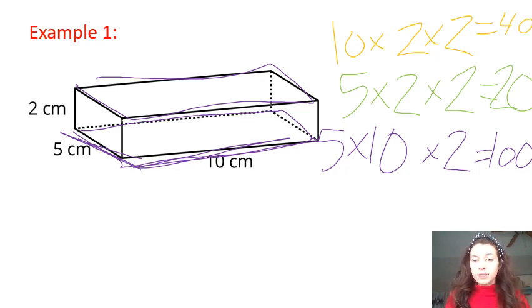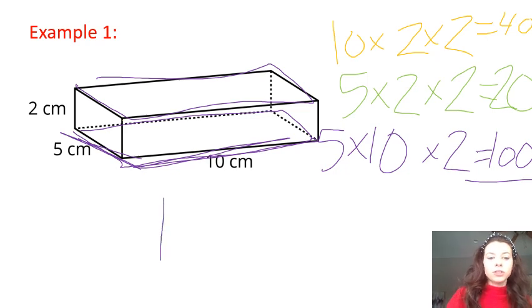So let's take those 3 areas. Now we know there's 2 rectangles per area, so we have 6 rectangles or 6 sides, which is what a rectangular prism has, and we are going to combine those through addition. We should be able to do this one mentally. 40 plus 20 is 60, plus 100 is 160.